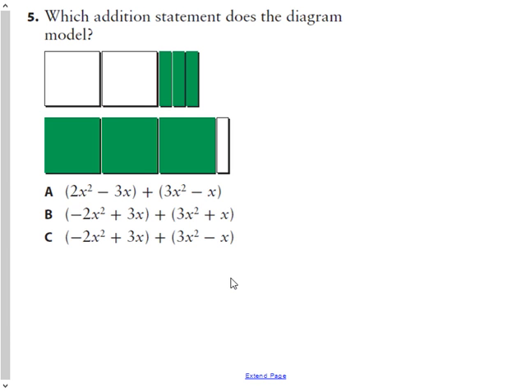Okay, this is section 5.3 from MathLinks 9 on adding and subtracting polynomials.